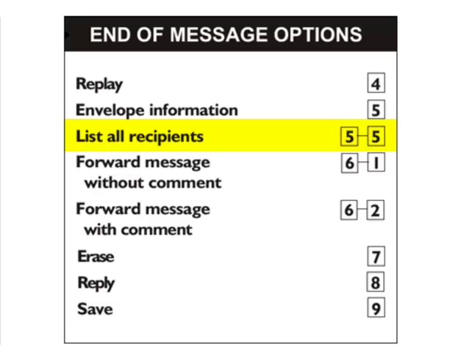You can forward the message to anybody on your system by pressing 6. Then if you choose to forward without comment, press 1, or with comment, press 2. You can erase a message by pressing 7. You can reply to anyone on your same system by pressing 8. And you can press 9 to save the message.